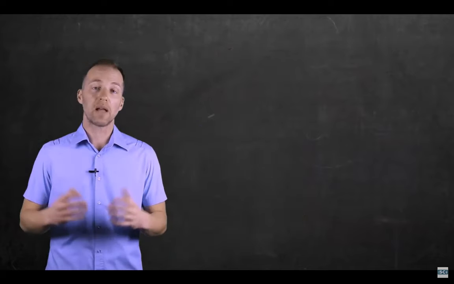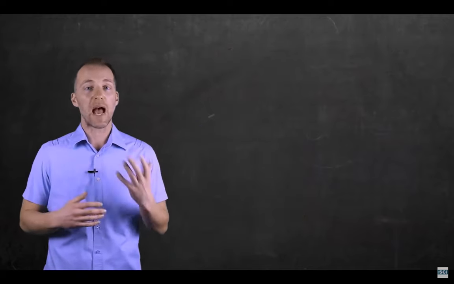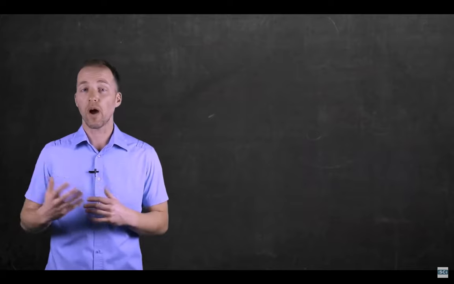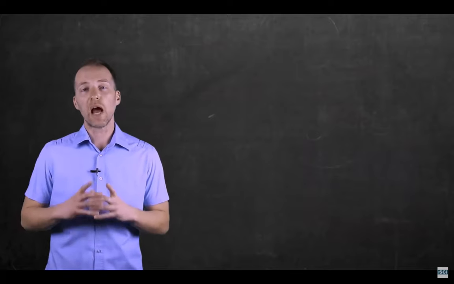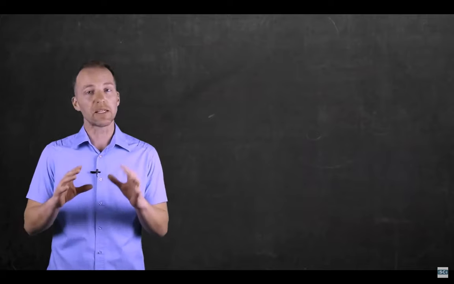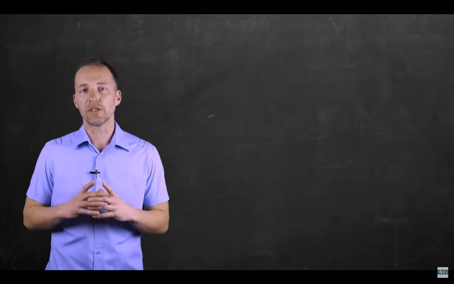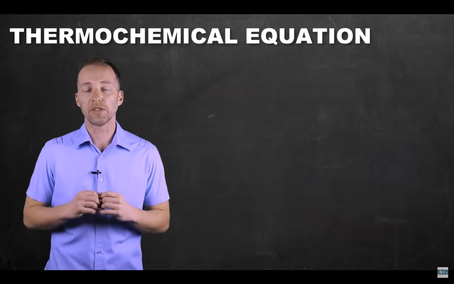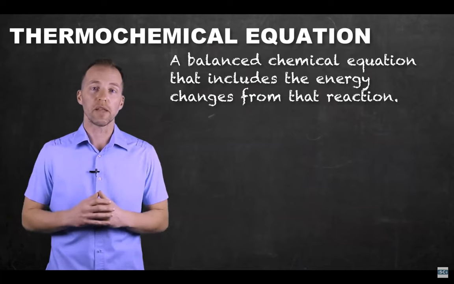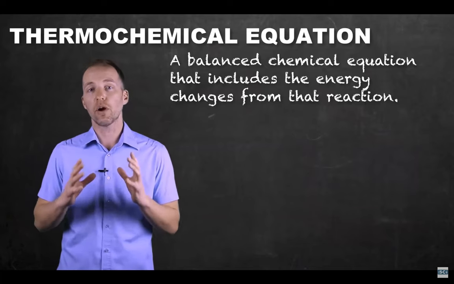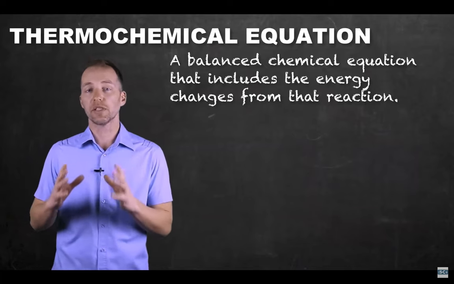So just as we use balanced chemical equations to represent how and what reactants form what products and in what ratios, we're now going to include energy or heat into these balanced chemical equations as something called thermochemical equations. And there's a few ways that we can represent this. The first is to include our energy within the chemical equation itself.